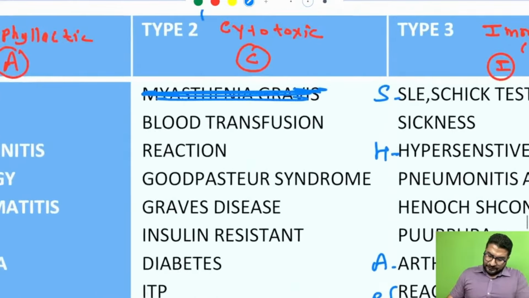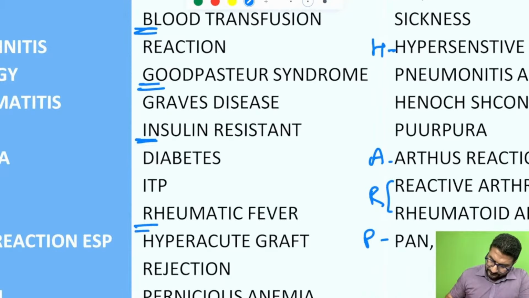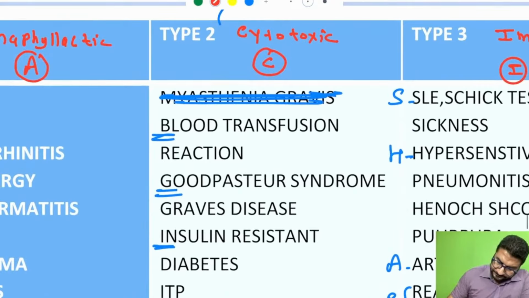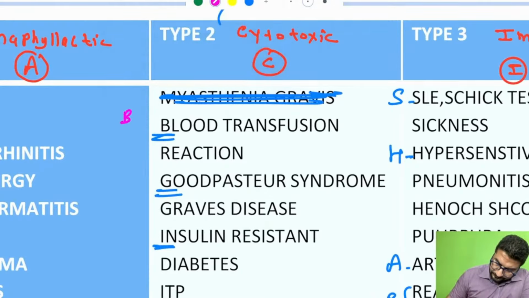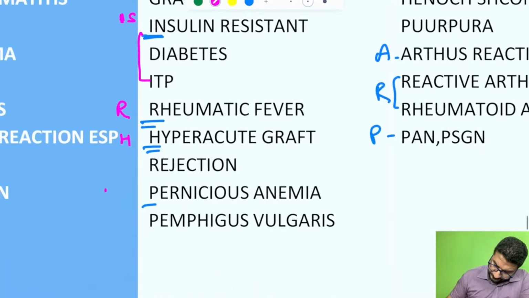Now look at type 1. How will you remember type 2? You can remember it like: blood group is RH positive. So how can we remember this? Blood group is RH positive.